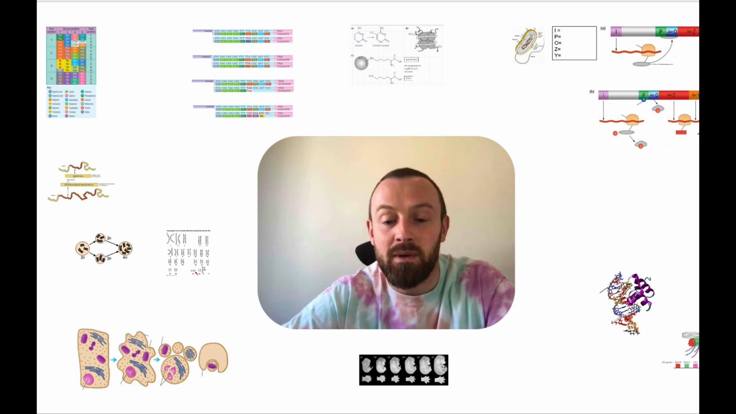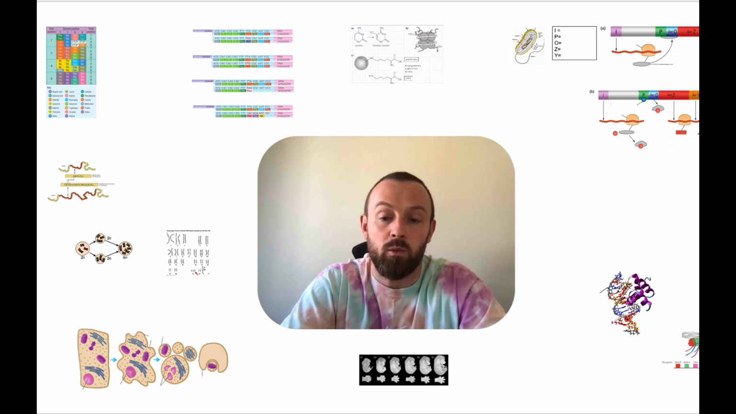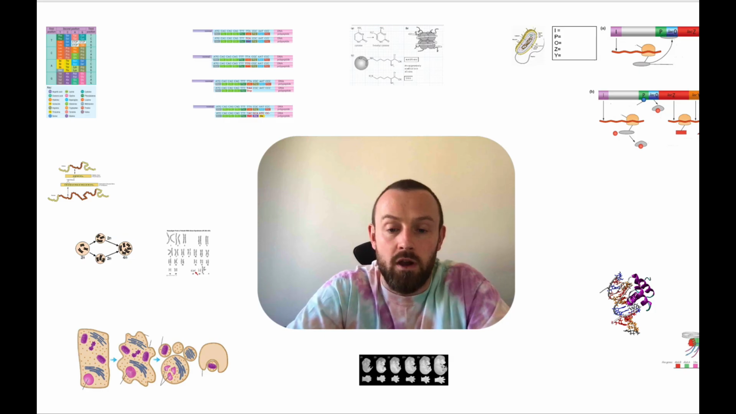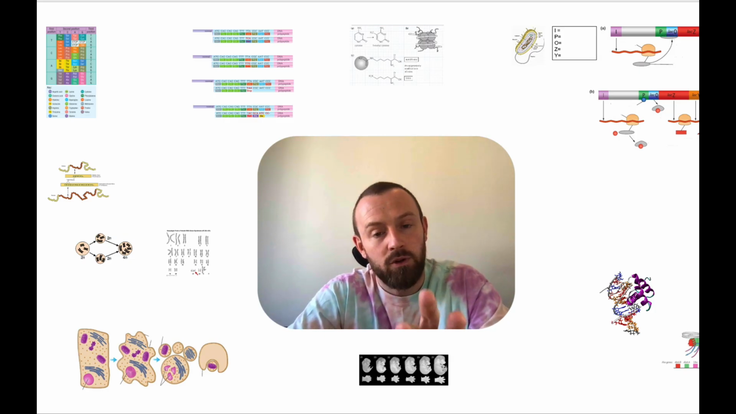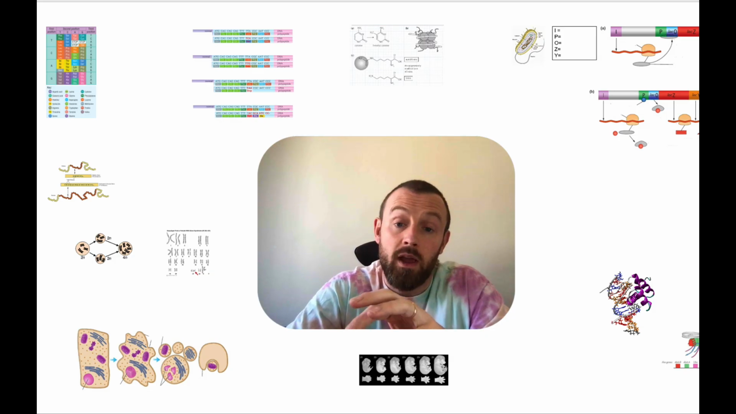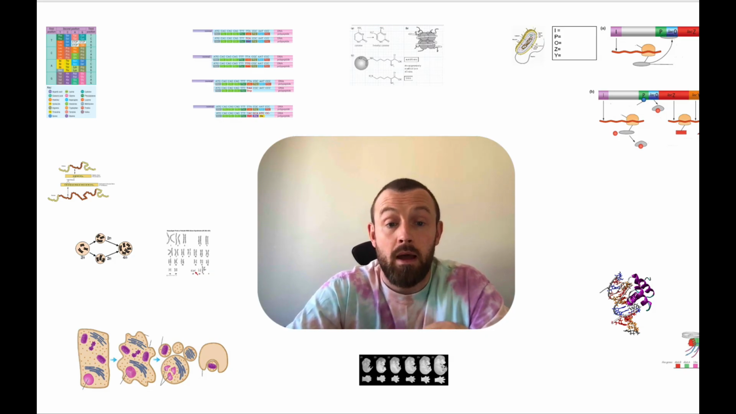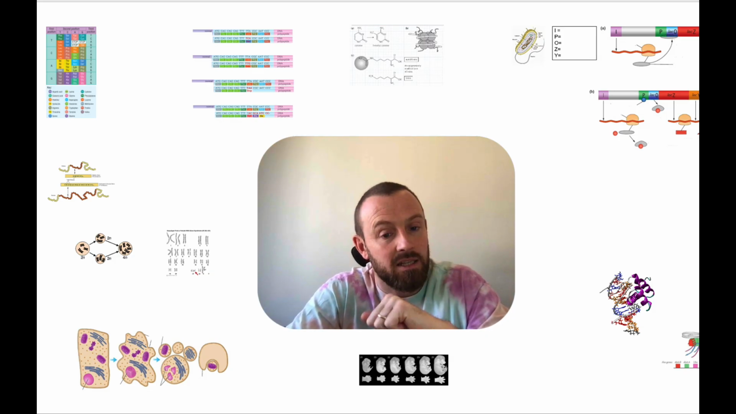Hi, and welcome to this mind map where we're going to be going through Module 6.1, Cellular Control of the OCR A-Level Biology syllabus. Before you do this, you might want to consider going over the nucleotides mind map as well, because it really ties into this module.